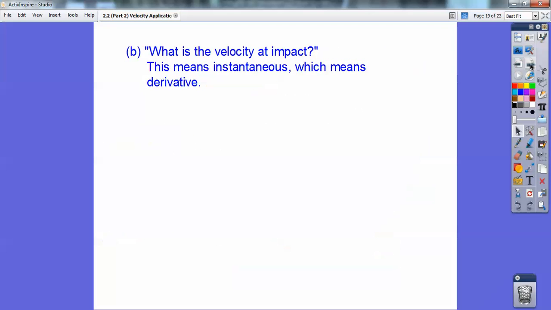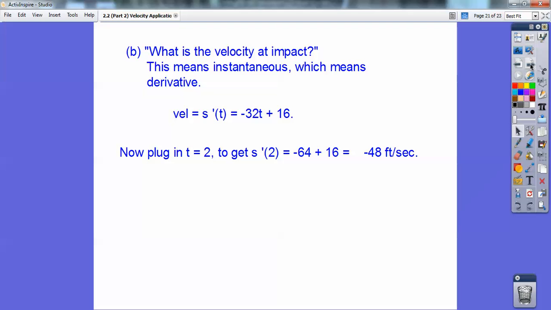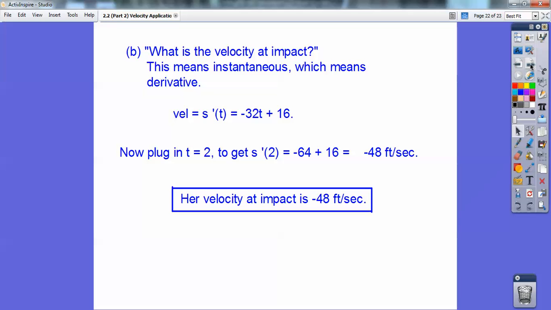And then, what is the velocity at impact? After 2 seconds, you're going to plug t equals 2 into the derivative. So there's the derivative right there. Plug in t equals 2, and I get negative 48 feet per second. Just try to have it in the context of the problem. Try to answer what it's asking for. So our velocity at impact is negative 48 feet per second.